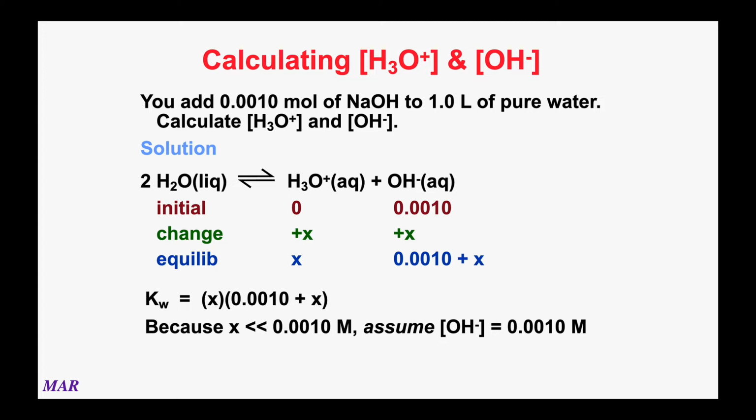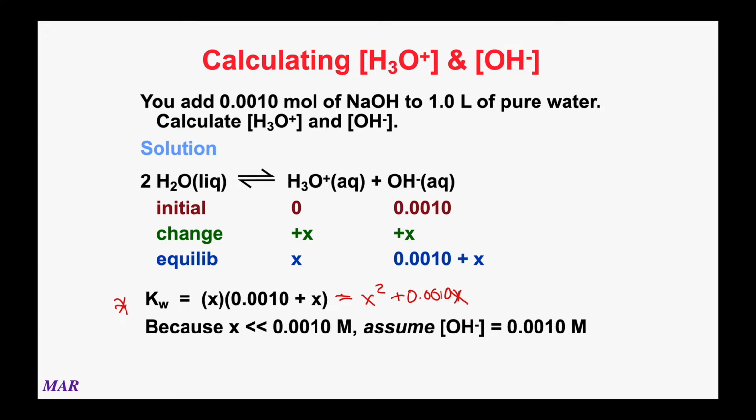In an equation like this one right here, if we were going to set this up, you could write this out, and it would be x times both of the pieces inside, which would be x squared plus 0.0010x, and you could put Kw on the other side, and this would be a quadratic equation. You'd have an x squared term, you'd have an x term, the number would be the Kw, and there's nothing wrong with solving it that way. However, you can also use common sense a little bit to make your life a lot easier.